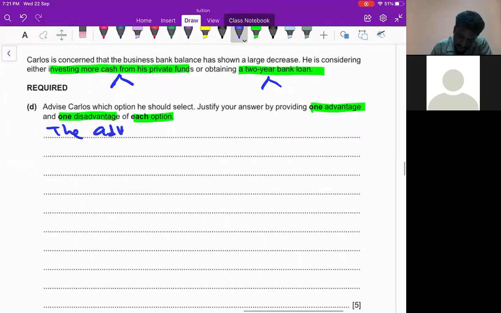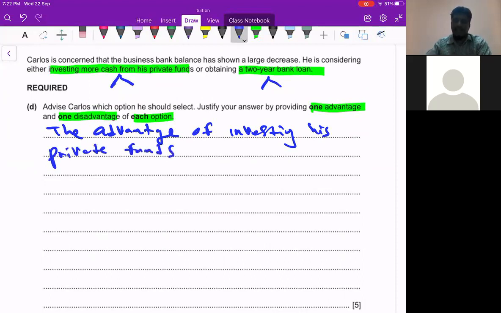The advantage of investing his private fund. You write like this, you construct the sentence like this. The advantage of, you use the word advantage, then only the examiner will know, okay, this is an advantage, this is a disadvantage. Okay, the advantage of investing his private fund is there is no interest cost. So he no need to pay interest. Or another answer, yes, he no need to repay the capital.